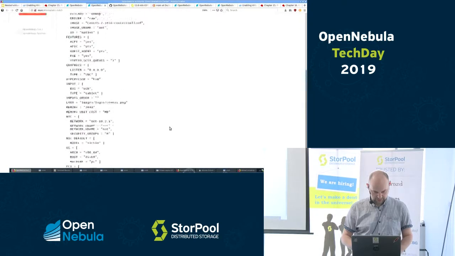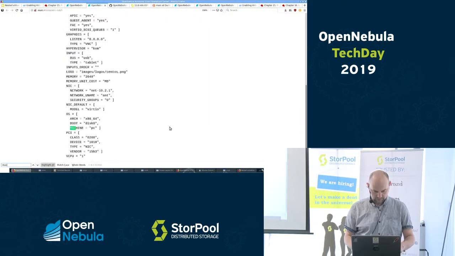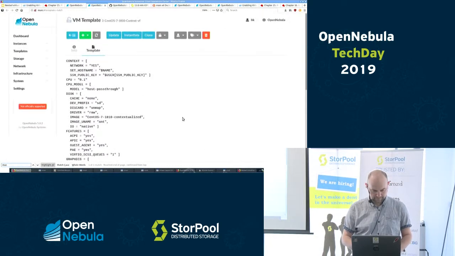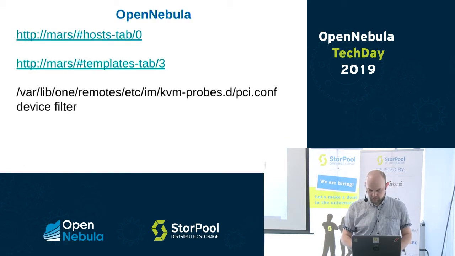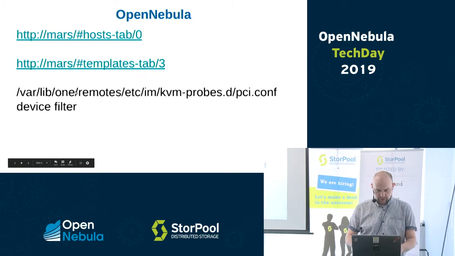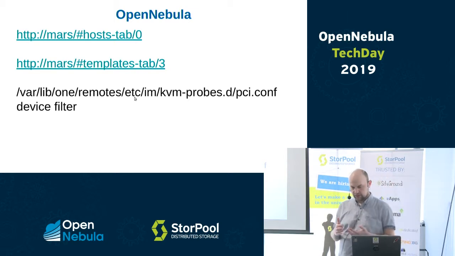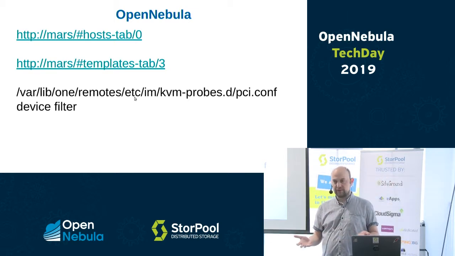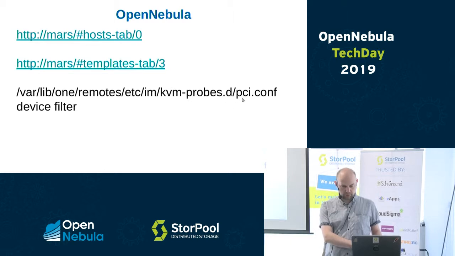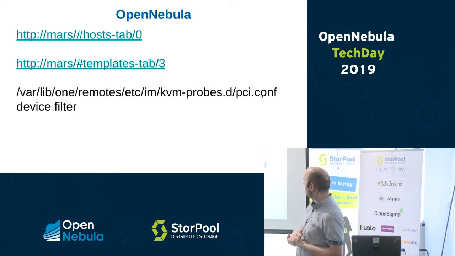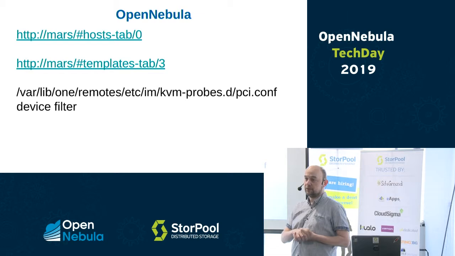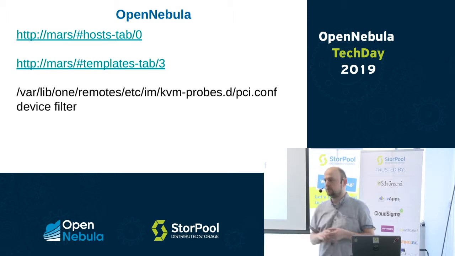Well, there was something else in there. Yeah, not here. To get OpenNebula to recognize the PCI device and pass it to a VM, you need to configure this configuration file in KVM probes. And the only thing you add in there is a device filter. By default, it doesn't want to pass any PCI devices, and you need to tell it this is the type of PCI devices I want to pass.